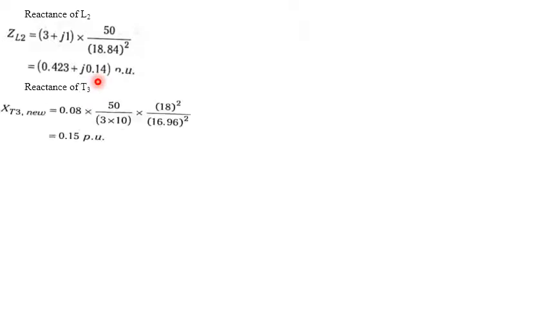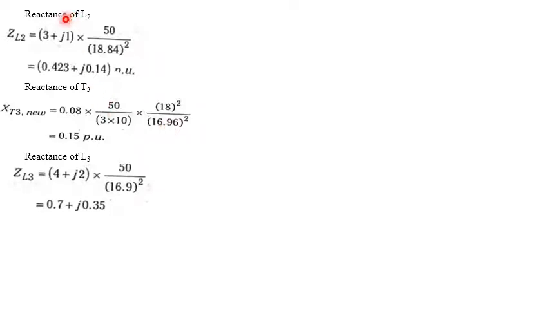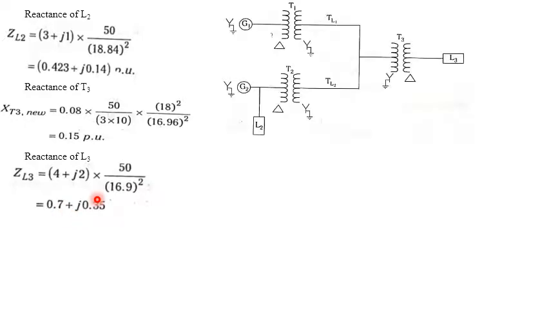Similarly for T3 it is 0.08, 50 by, see here, because it is a bank of 3 single phase transformers, so 10 MVA rating multiplied by 3, you'll get 30. The old value is 18, new value is 16.96, so you'll get 0.15 per unit. Similarly the L3 load is same as L2. For load L3 the process is same. 50 MVA, and the voltage 16.9 squared, we will get 0.7 plus j0.35.